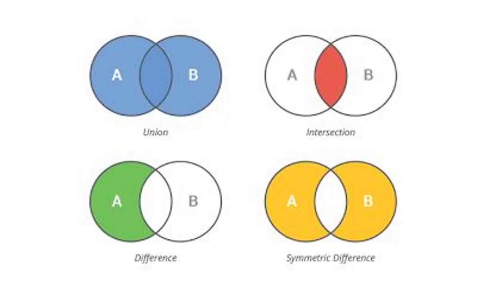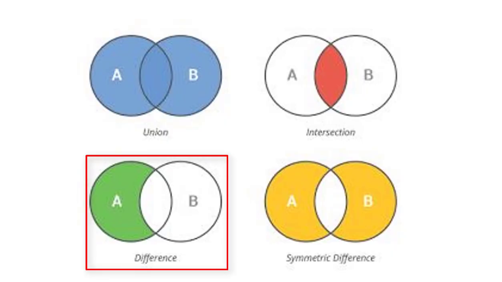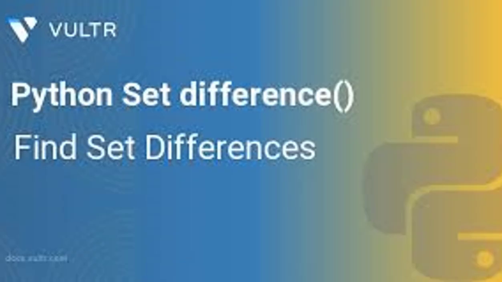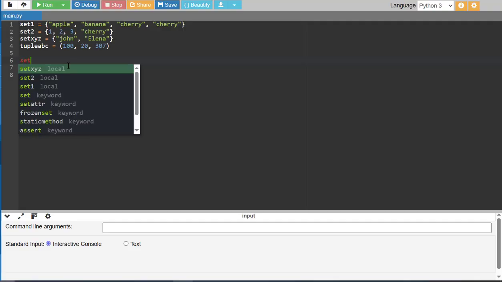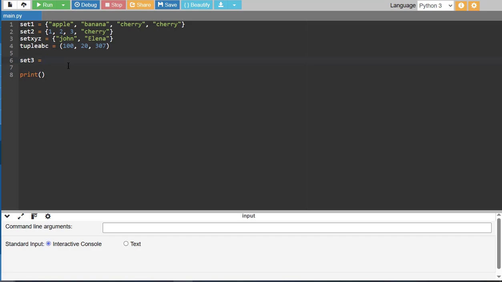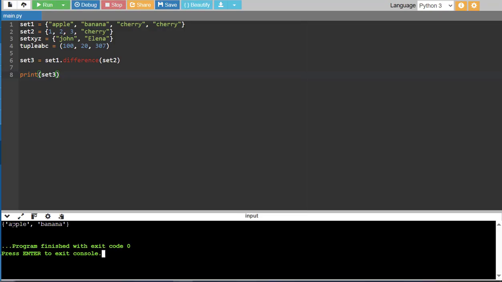Now, what if we want to return a new set that contains only the items from the first set that are not present in the other set? For that, we can use what's called the difference method. So, for example, I can specify set3 equals set1 dot difference set2, and then print set3, run the program, and here I get apple and banana. So in this case, we are keeping all the items from set1 that are not in set2, which is apples and bananas. Cherry is present in set2, so in this case, we only print apple and banana.